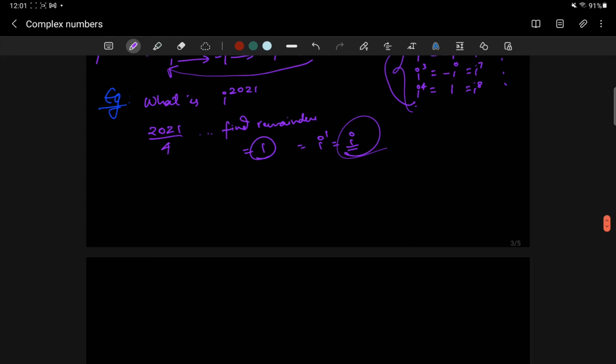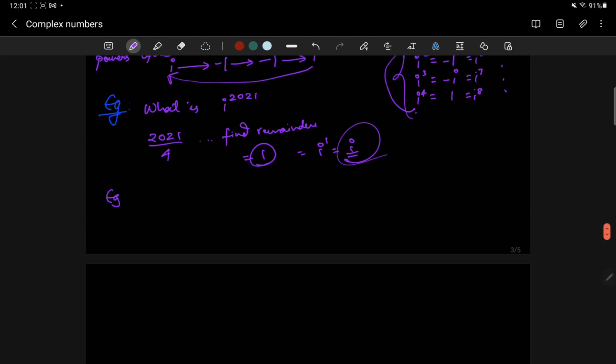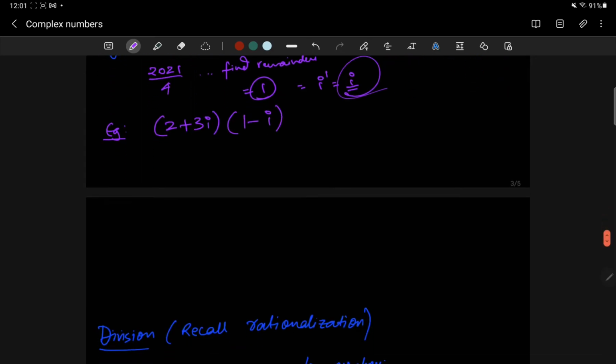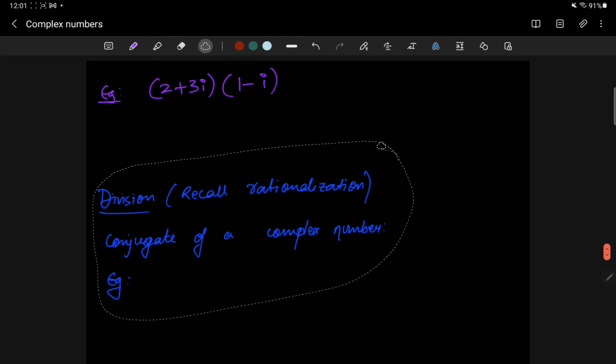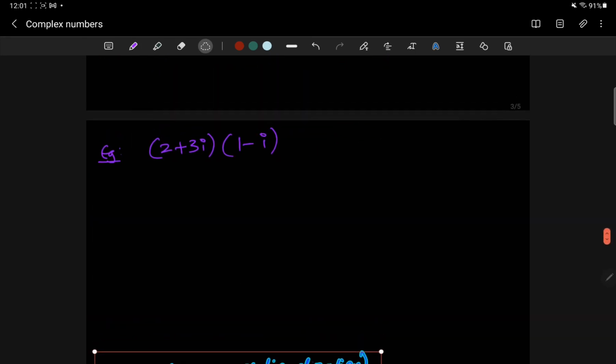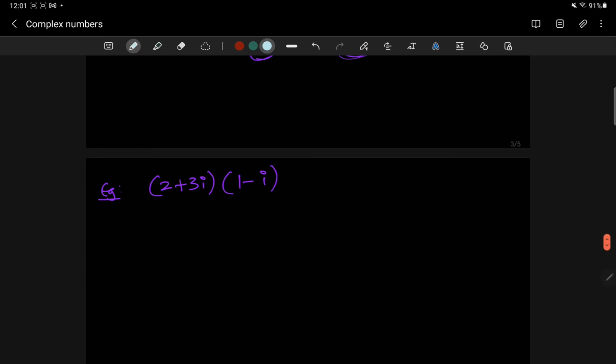So now let's look at an example of multiplication, right? How do we use this? So if you have 2 plus 3i times 1 minus i. Let me move this down here, and move this a little down further. Okay. So just as with polynomials, we are going to FOIL, right? When you FOIL, you multiply this 2 with this, and you multiply the 3i. So you're going to end up with 4 terms.